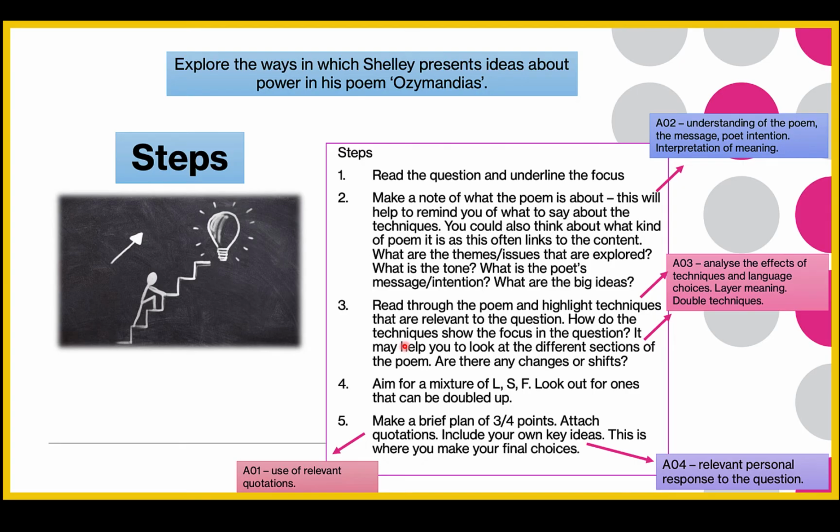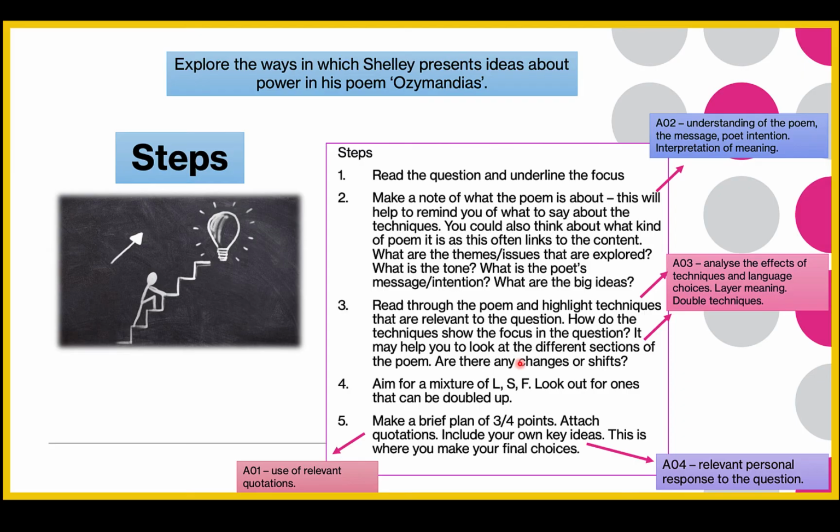And then just read back through the poem. So once you've glanced at it, obviously you'll remember the poem, you've recorded all the information to do with it, then you go back through and read it. And then you're highlighting quotations that you think you could use with regards to the question. So highlight quotations, think about the techniques, the methods that have been used, think about how the techniques show the focus in the question, how do they reinforce the focus in the question. So for this one, we're looking at anything that shows something to do with power.